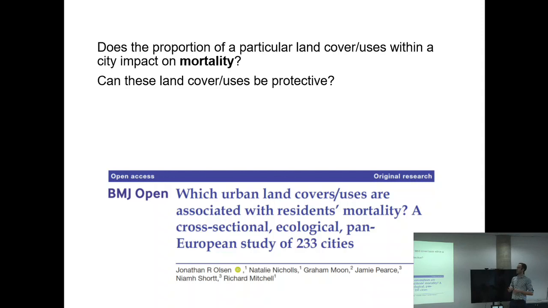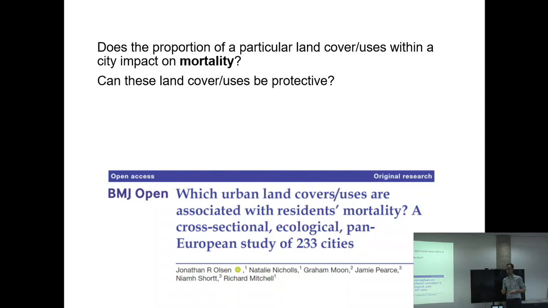We found some interesting findings with land uses within cities and life satisfaction, so quality of life. But then we wanted to know, does the proportion of particular land classes relate to mortality? And this comes back to a lot of work that's been done around the world, and in particular a study by my colleague, Professor Richard Mitchell, who looked at green spaces within cities and found that more green cities were related to lower levels of all-cause mortality and cardiovascular disease. So we wanted to know, are there other types of city designs that relate to mortality?